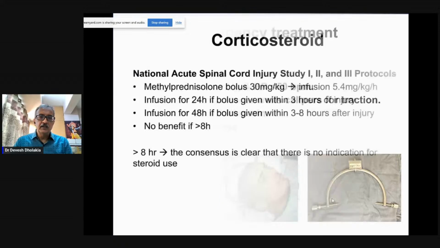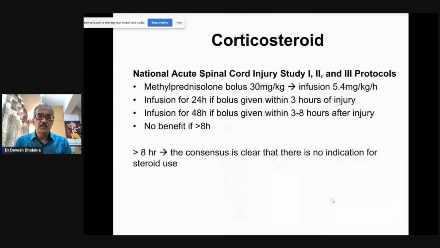According to the NASCIS study, methylprednisolone bolus is 30 milligram per kg, followed by infusion of 5.4 milligram per kg per hour. So if the patient comes within the first 3 hours, the infusion will last for 24 hours. From 3 to 8 hours, the infusion will last for 48 hours. If the patient is received after 8 hours, there is no indication of giving high dose steroids.